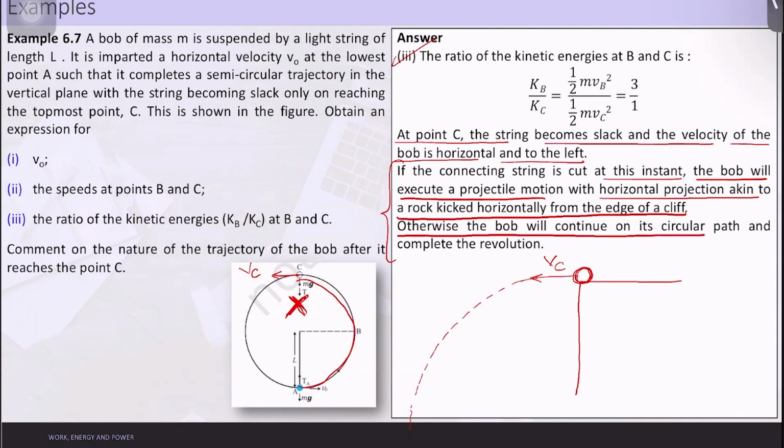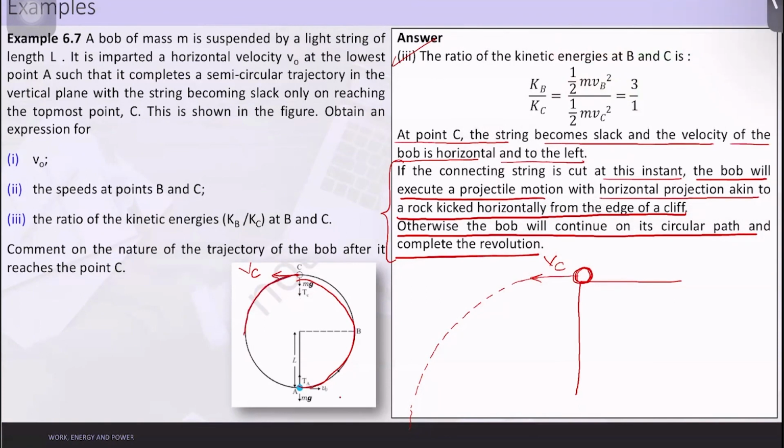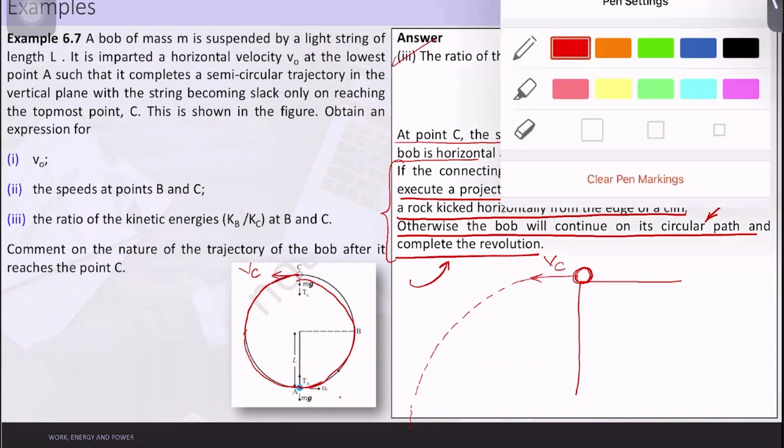Otherwise, the bob will continue on its circular path and complete the revolution. If the string is not cut, it will again come downwards, and then again go up here. If the velocities are imparted in a similar fashion, with no other force acting upon it, only conservative forces, then the revolution will keep on happening, or basically, the revolution will get completed. So I think this question is clear.